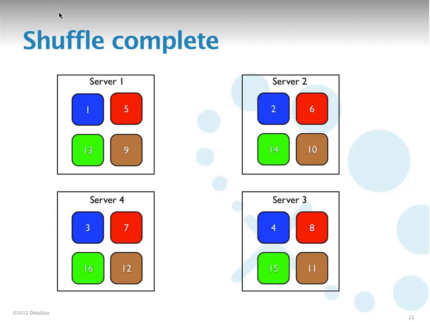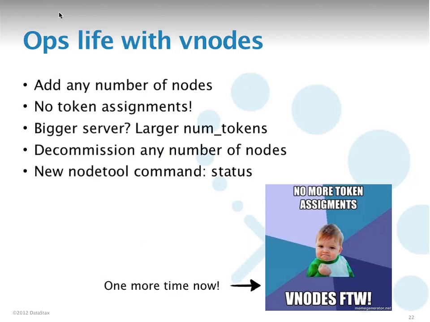So what does this mean for operations? I feel the group that is going to benefit the most from virtual nodes is going to be operations. I was recently talking to Jason Brown at Netflix, one of the guys behind Priam, and Priam was built around the idea of assigning tokens, but now like half of that code is just going to have to get ripped out because none of that's going to be needed anymore.